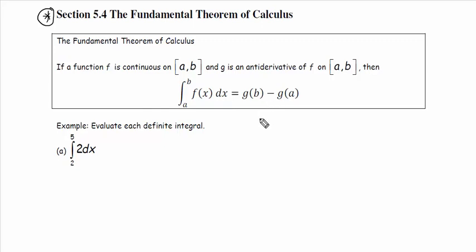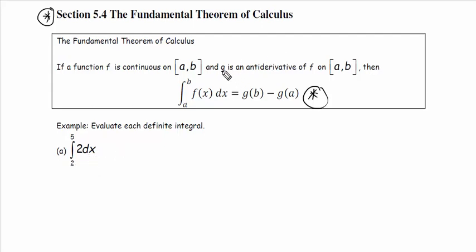So we're going to do the same thing as the last section, but we're not going to use all the silly little rules that we have to remember. We're just going to use this one theorem here, the Fundamental Theorem of Calculus. So evaluate each definite integral. The integral from 2 to 5 of 2 dx.